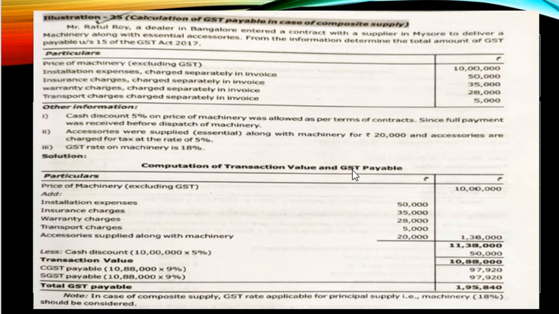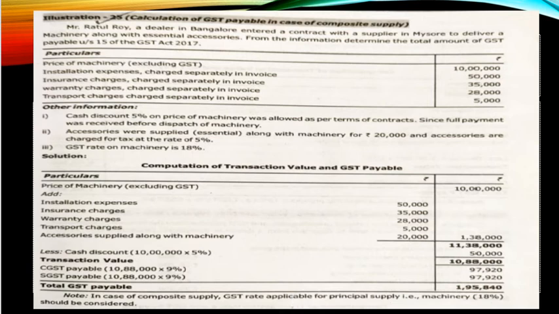So CGST: what is the total transaction value? That is your value of supply, 10,88,000 into 9%, which will give us 97,920, and SGST 10,88,000 into 9%, 97,920. So the total GST payable is, add both the CGST and SGST, which is 1,95,840. The note given here is, in case of composite supply, the GST rate applicable for the principal supply, that is machinery, 18%, should be considered.